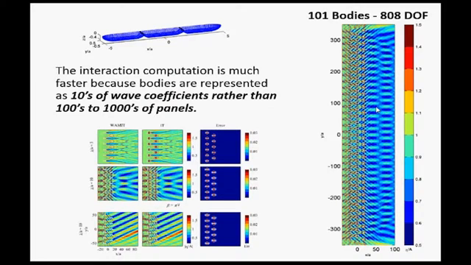So this is something that we did. We computed an array completely with WAMIT and then with the interaction theory. And again, they match up perfectly.